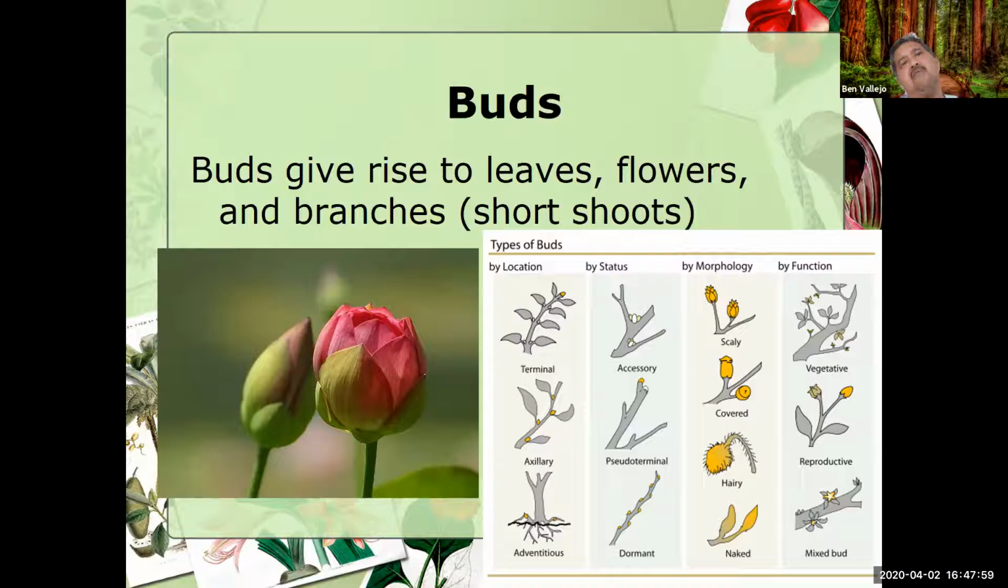Before we get to the leaves, let's take a look at the buds. Buds give rise to leaves, flowers, and branches. Over here, you can see these are buds that lead to the leaves, and they can also lead to flowers and branches also. So that's called the bud.